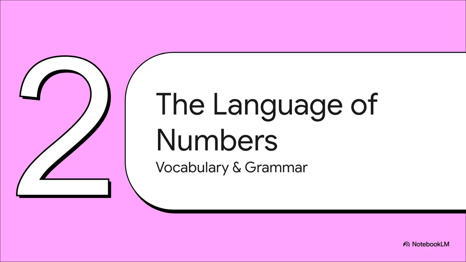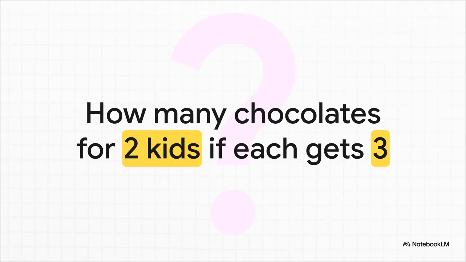Okay, so if math is a language, then like any language, it's got to have its own vocabulary, right? Its own grammar. So let's look at some of the most basic building blocks and see how they help us talk about everyday stuff. The source gives us this super simple real-world problem. You've got two kids, and you want to give them 3 chocolates each. Sure, you could count them out one by one, but there's a much cleaner, more elegant way to figure this out. And this is where that language of math really starts to flex its muscles.